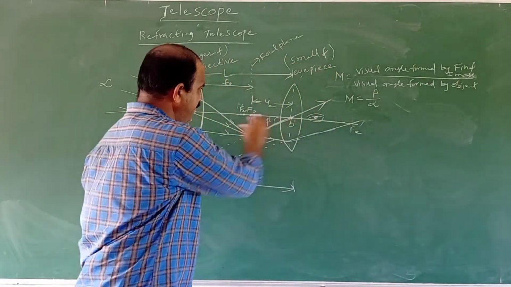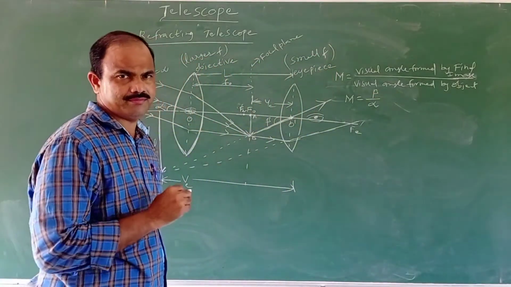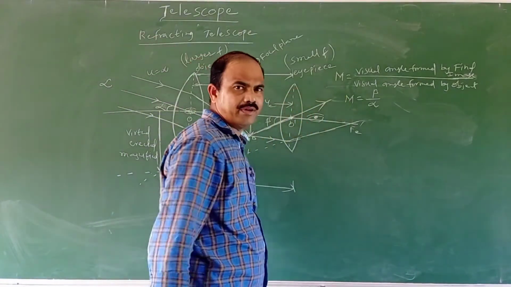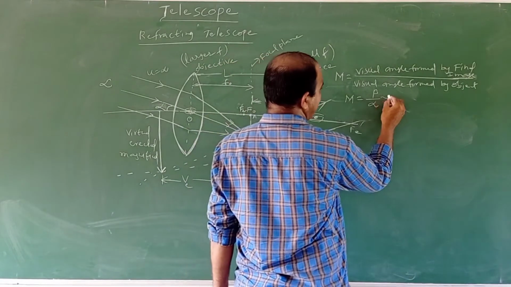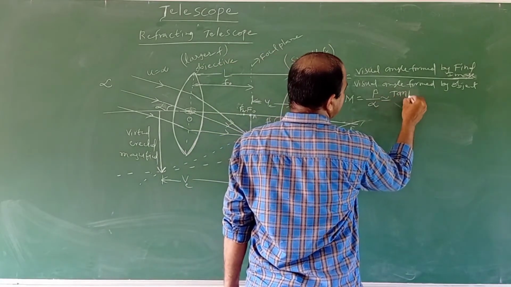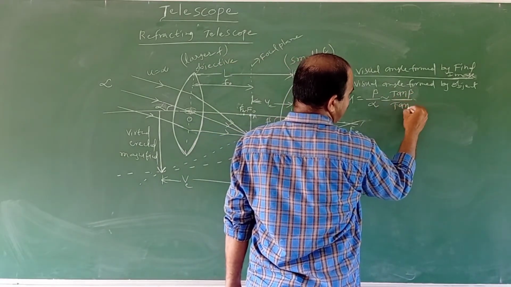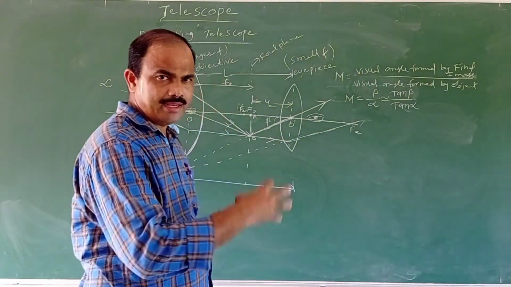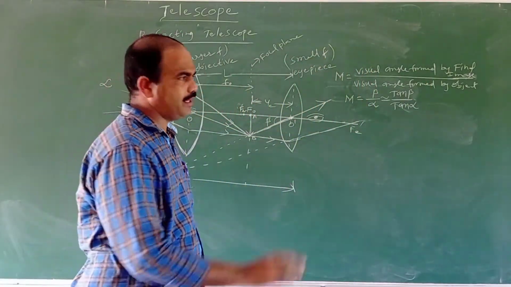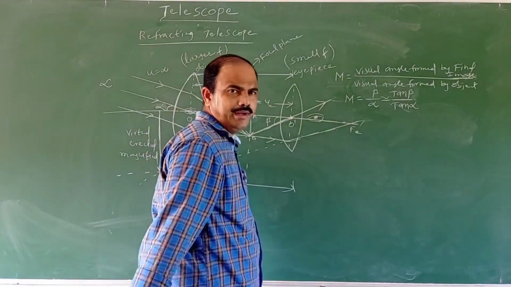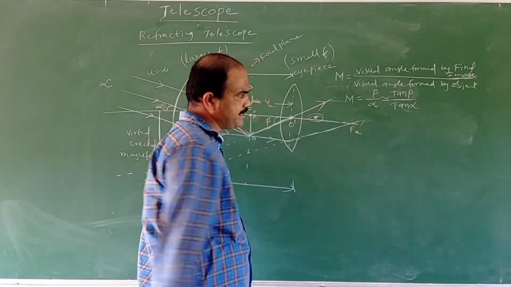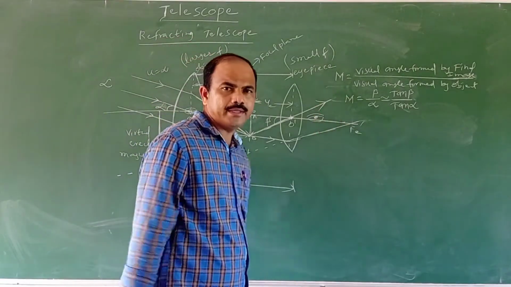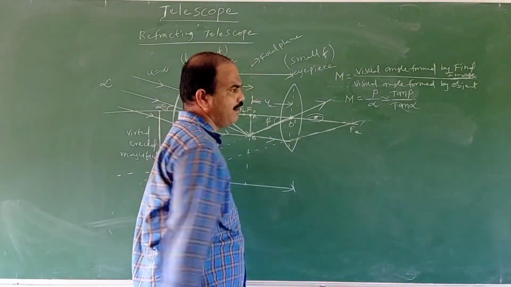But beta and alpha are very small. So to find beta and alpha, we first find tan beta and tan alpha. Because the angles are small, tan beta can be taken as beta and tan alpha can be taken as alpha.